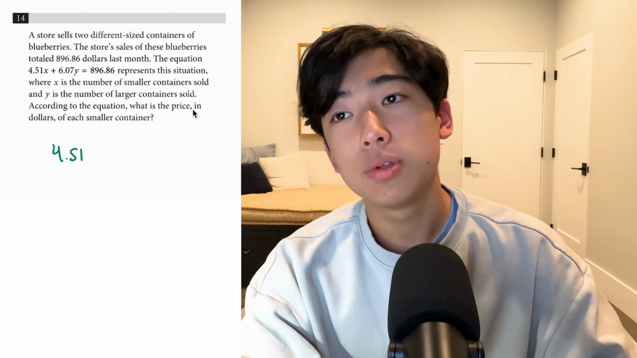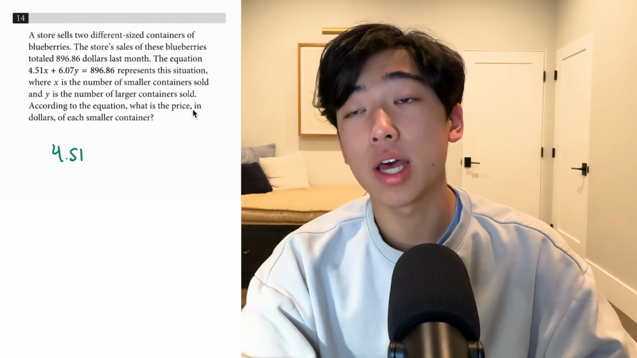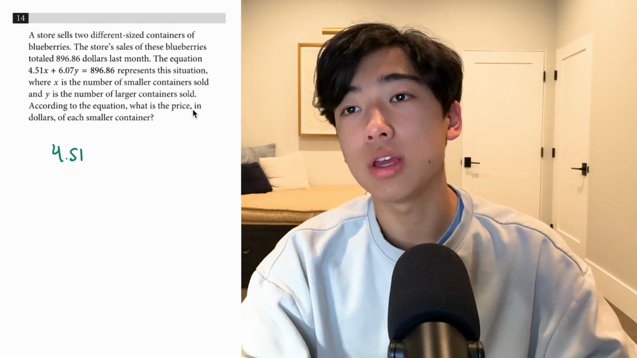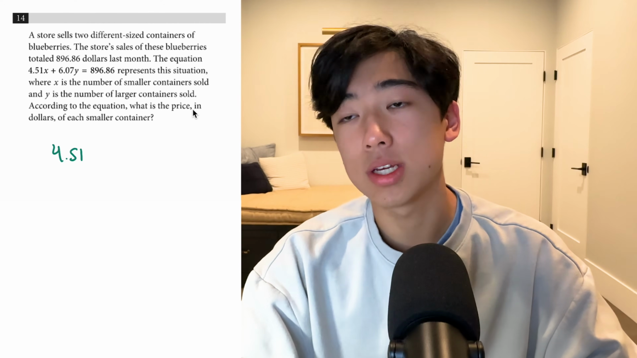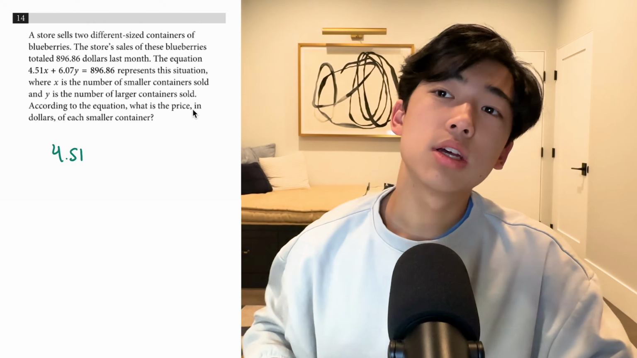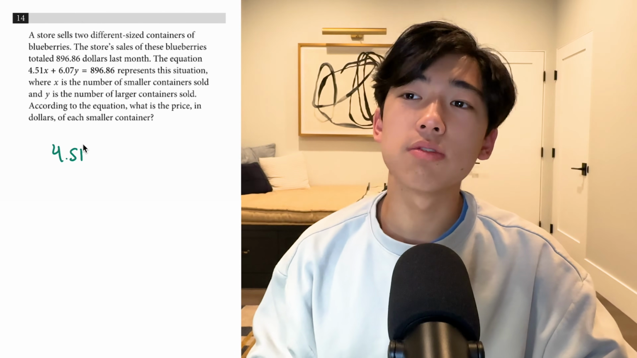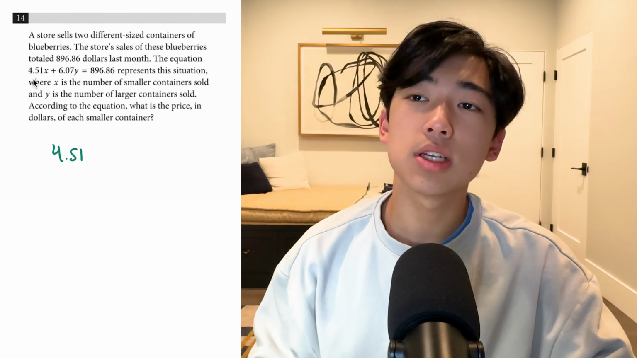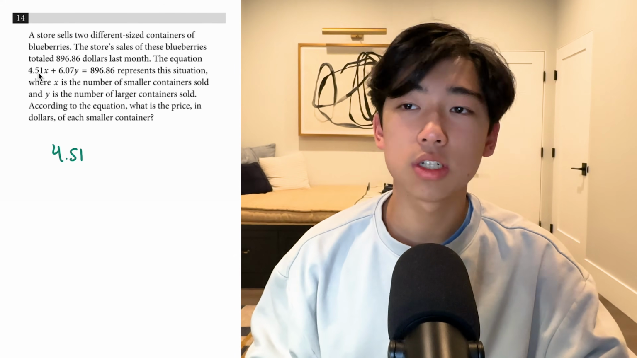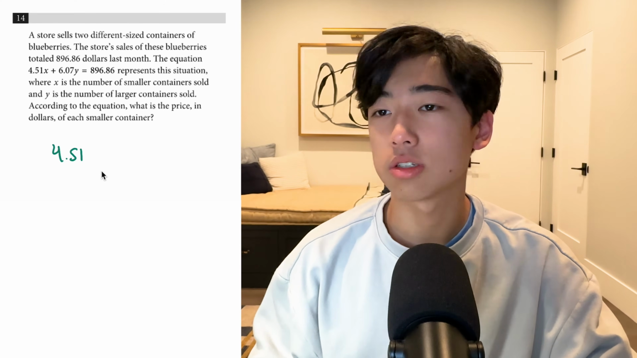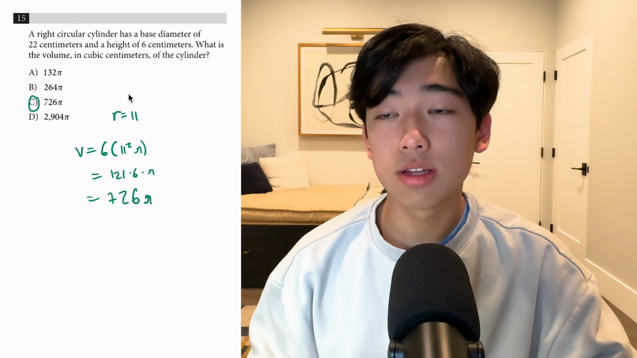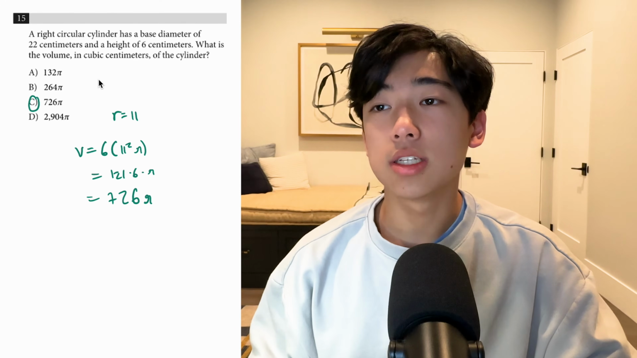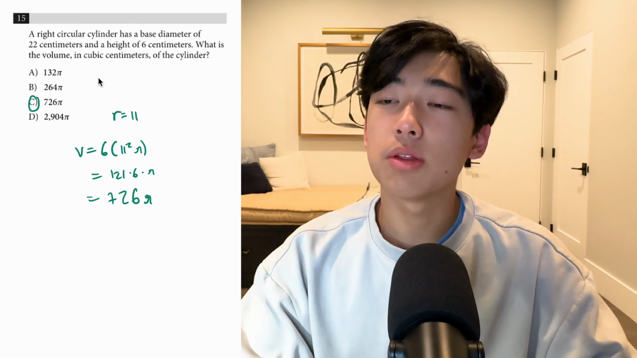So here you just have to read it carefully. When it's saying 4.51 times x, it means, let's say you're selling 10 boxes where x is 10, your profit would be 4.51 times 10 because that's the price and that's how many you sold. So basically it's asking what's the price of the smaller container. Since 4.51 is the coefficient, we know the price is $4.51. Now number 15, the volume of a cylinder is the area of the base times the height.